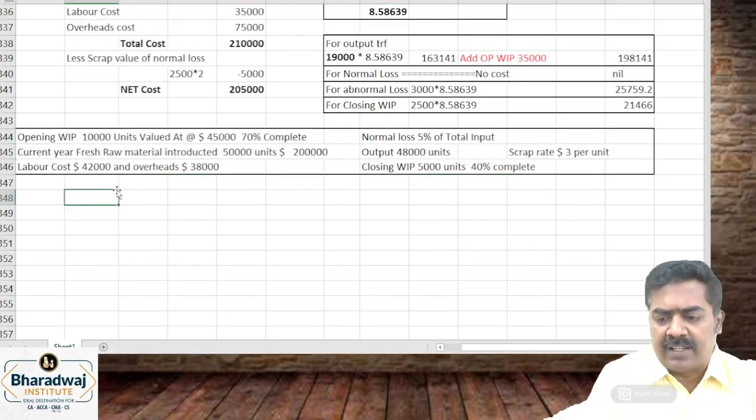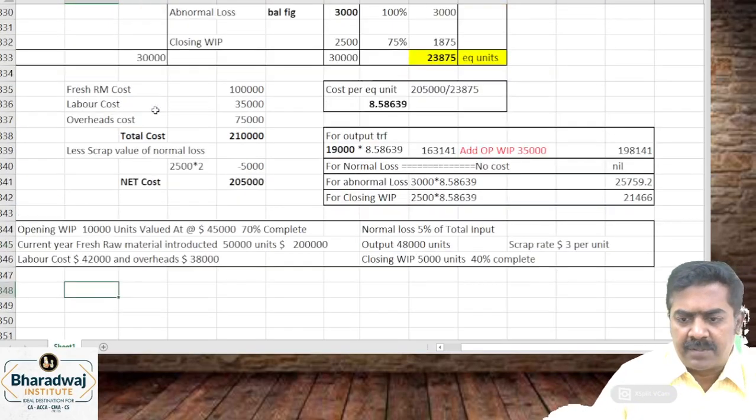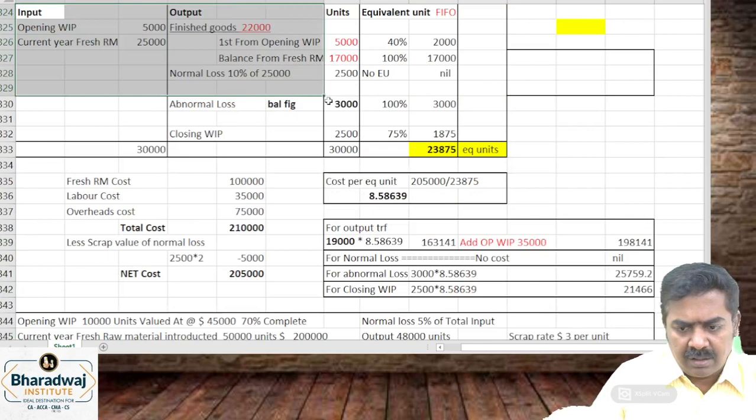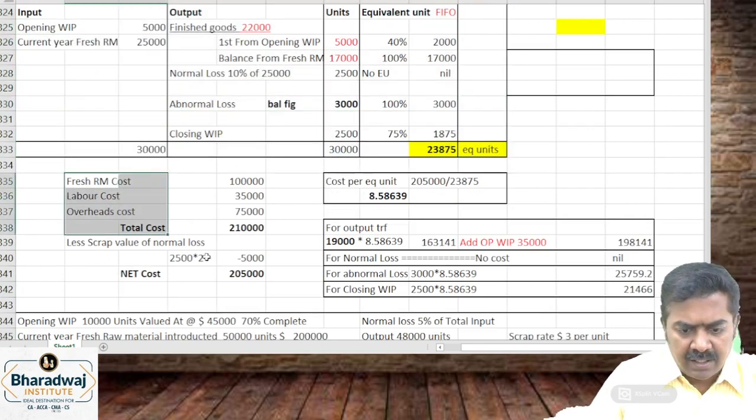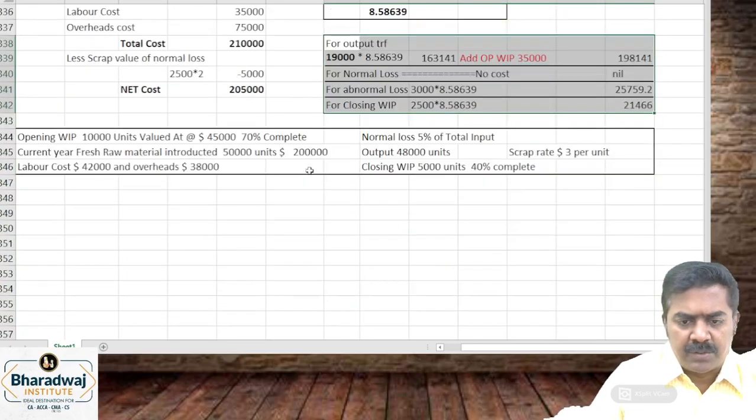I'll give you around 10 minutes of time to try and work out all the 3 steps. First, find out equal units. Second, find out net cost. Third, of course, cost per equal unit, and at the end you assign the cost. Do the same process for this question.